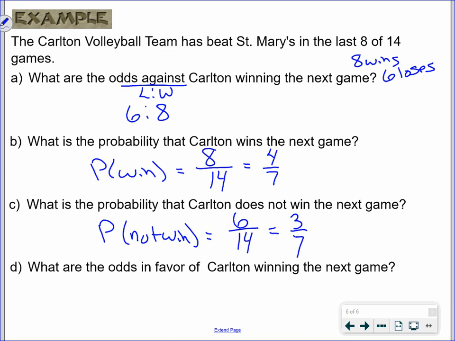So for this last question, what are the odds in favor of Carlton winning the next game? So in favor means wins compared to losses. So how many times have they won? They have won 8 times compared to the number of losses, which is 6. So the odds in favor of Carlton winning are 8 to 6.